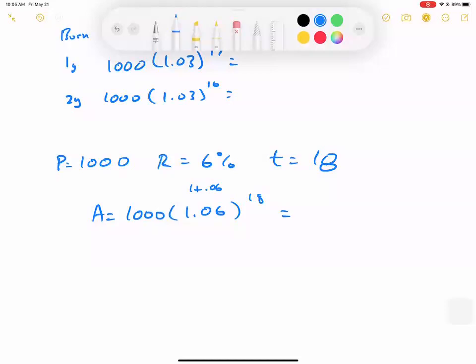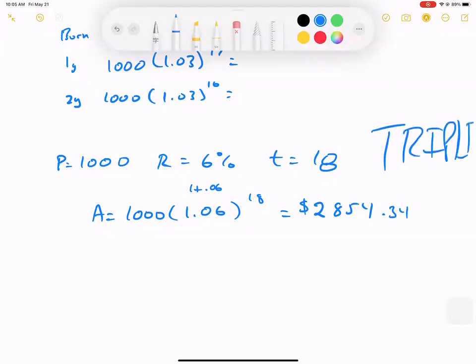Oh, the number looks crazy. Oh my gosh, Aiden, you got it. 2,854. $2,854.34. You almost tripled. Ran out of space. I almost tripled your money.